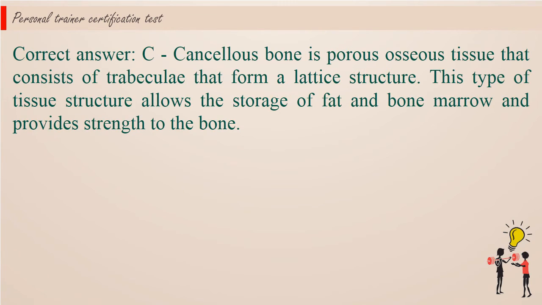Correct answer, C. Cancellous bone is porous osseous tissue that consists of trabeculae that form a lattice structure. This type of tissue structure allows the storage of fat and bone marrow and provides strength to the bone.